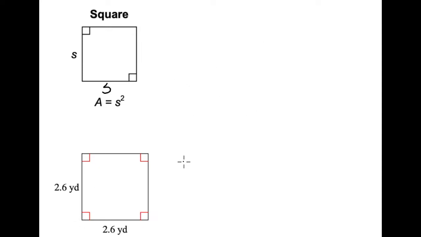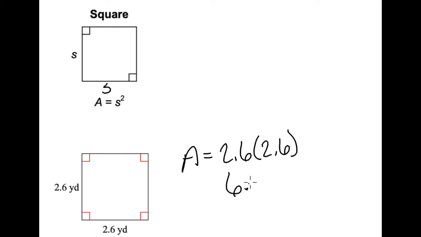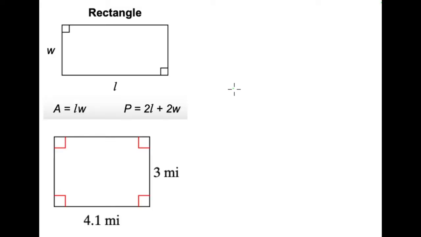So when we find the area here, area equals 2 and 6/10 times 2 and 6/10. When we multiply that, we end up getting 6 and 76/100, and it's yards by yards, so that would give us yards squared. Our next shape is a rectangle, very similar to a square. Instead of being side by side, though, it is a width and a length. So we set it up as area equals length times width. Our length is 4 and 1/10 mile, and our width is 3 miles.